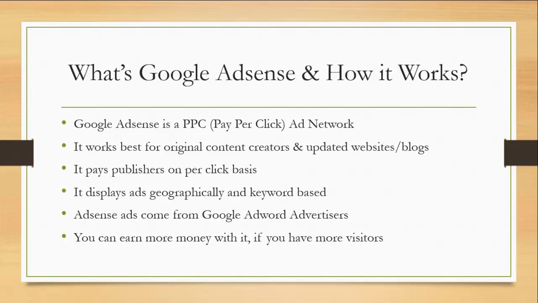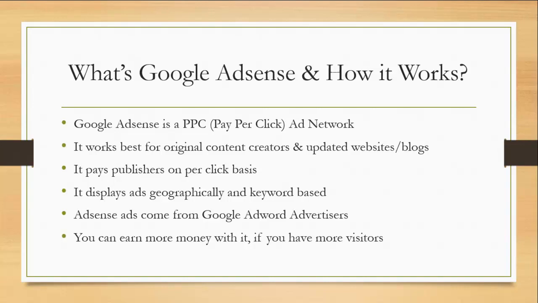And AdSense displays the ads geographically and keyword based. I mean, if you open a website in the USA, you will see different ads on the same site. And if you browse the same website in a country like India, you will see different ads according to geographical location.